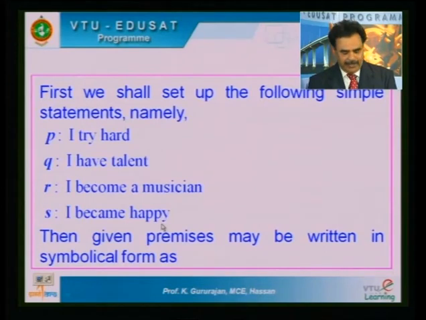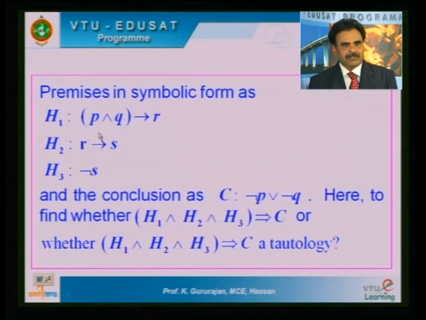So, we can write the given premises symbolically as what? First, H1 means if I try hard and I have talent, then I am going to become a musician. Now if I become a musician, then I will be what? Happy. The third premise is I am not happy, that is, negation of happy.